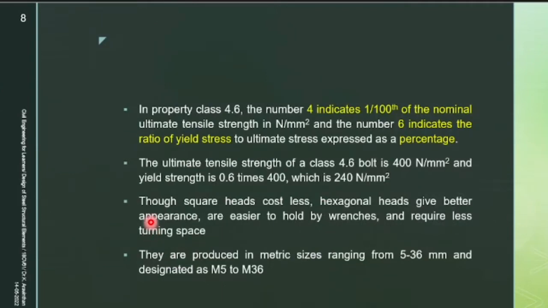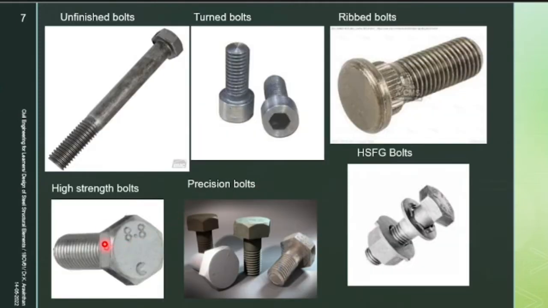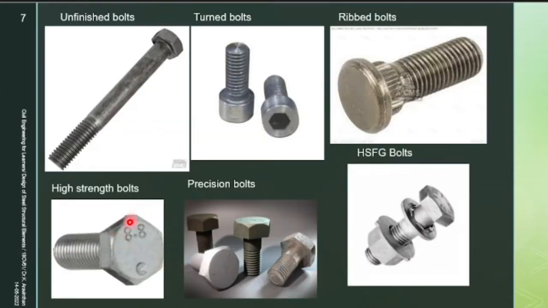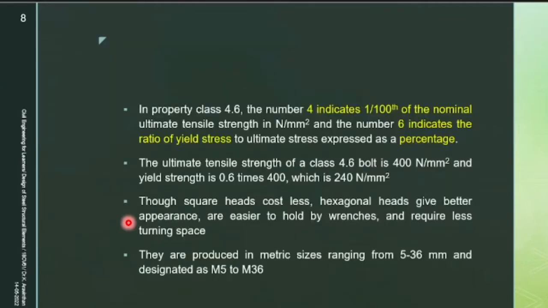Regarding the type of the bolt, the square head costs less and the hexagonal head gives better appearance. You can see here, this is a hexagonal shape. You can make this bolt in a square shape also, but for turning and for application purposes it is very useful to use a hexagonal shape. If you provide a square shape, you will get less area to turn. With a hexagonal shape, you have multiple points to turn it, and space is easily available for working.